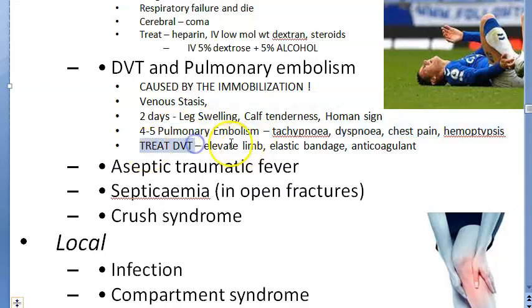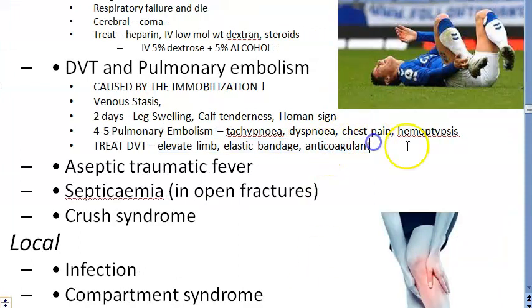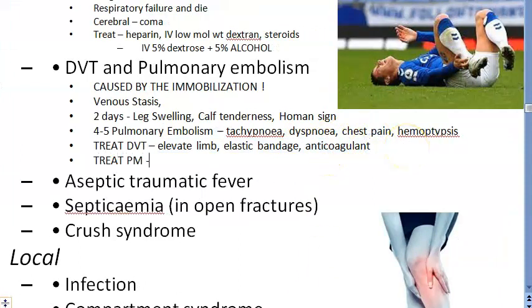How will you treat DVT? You will elevate the limb, you will give elastic bandage, you will give anticoagulant, etc. Now, if it goes to pulmonary embolism, how will you treat? If it is pulmonary embolism, you will treat again with respiratory support, heparin, right? You will early fix the fracture.